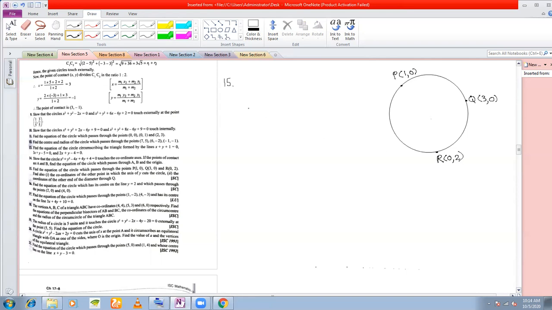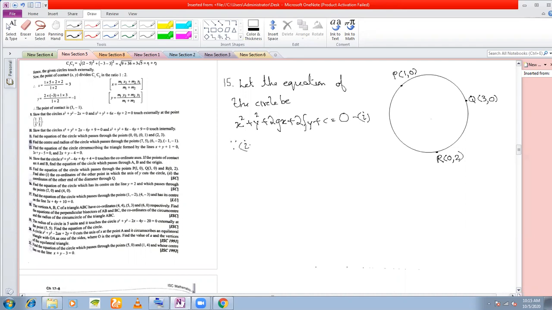Now see, whenever you get this kind of a question, you find the equation of a circle and 3 points are given, then what you will do is you will first assume, let the equation of the circle be x square plus y square plus 2gx plus 2fy plus c is equal to 0. Call it 1.